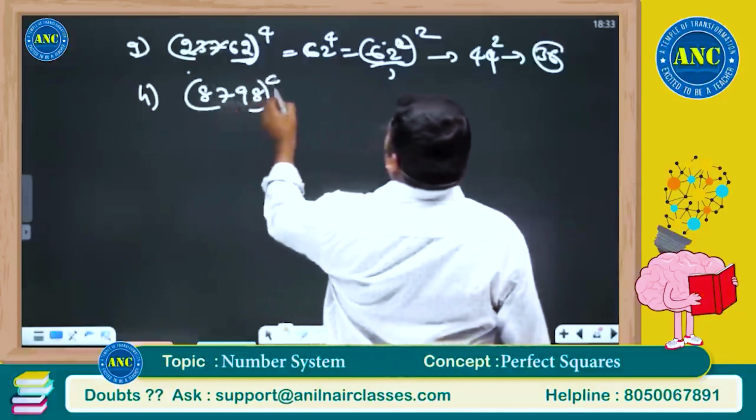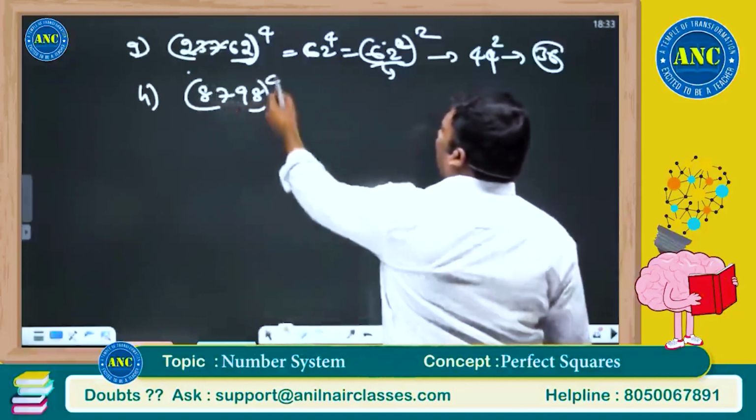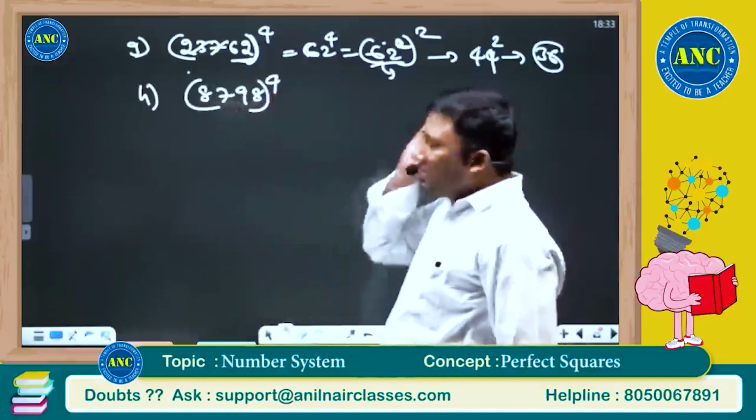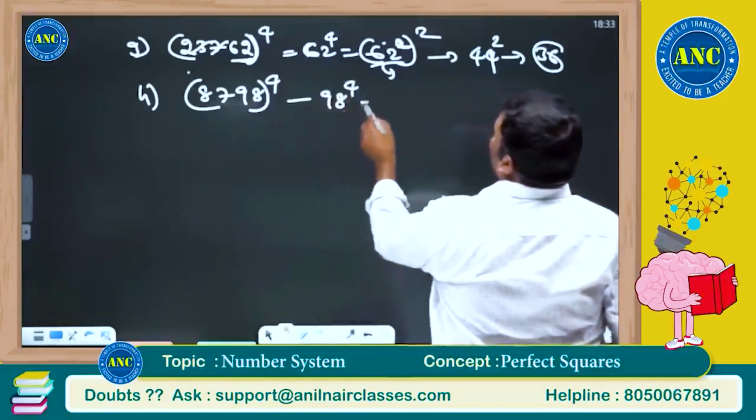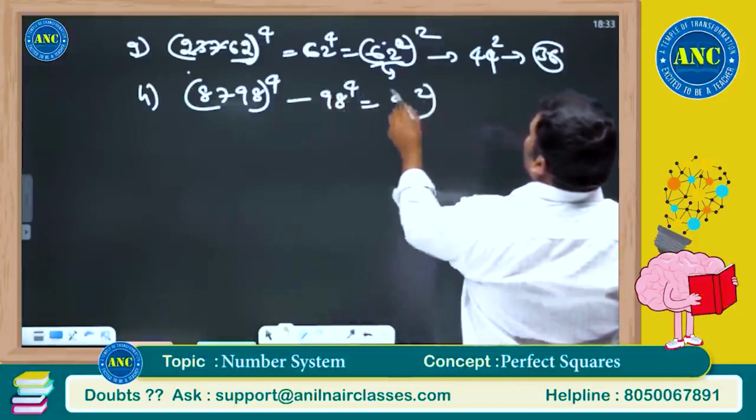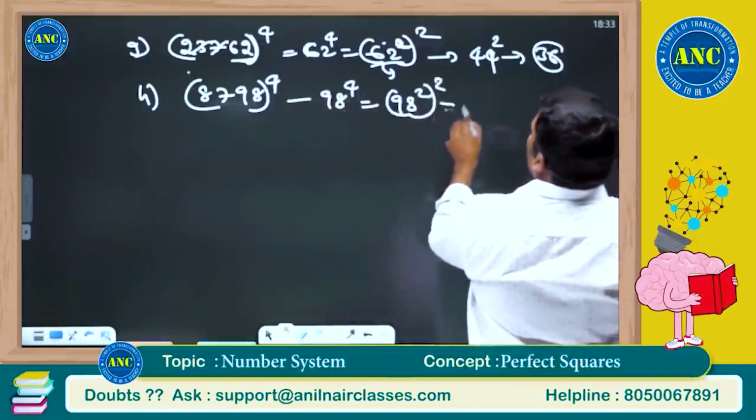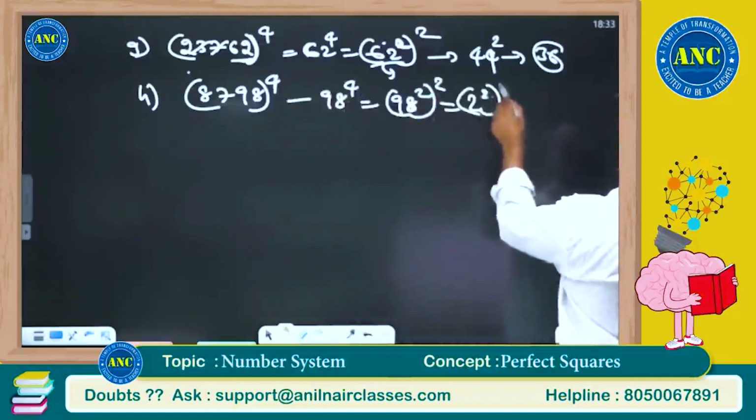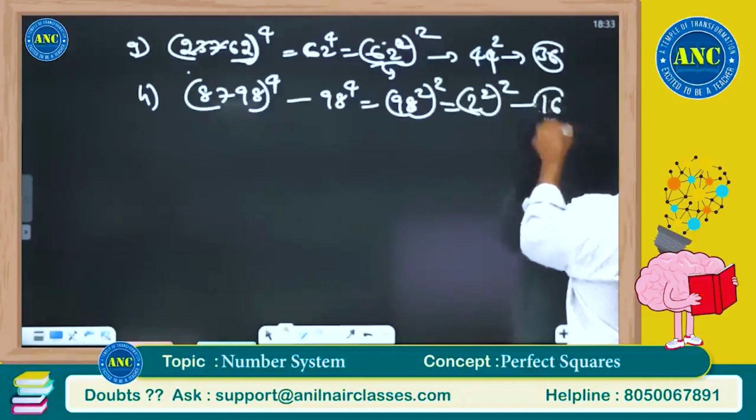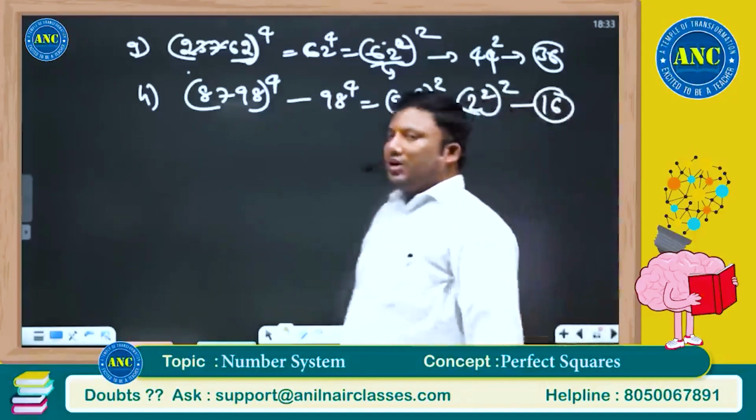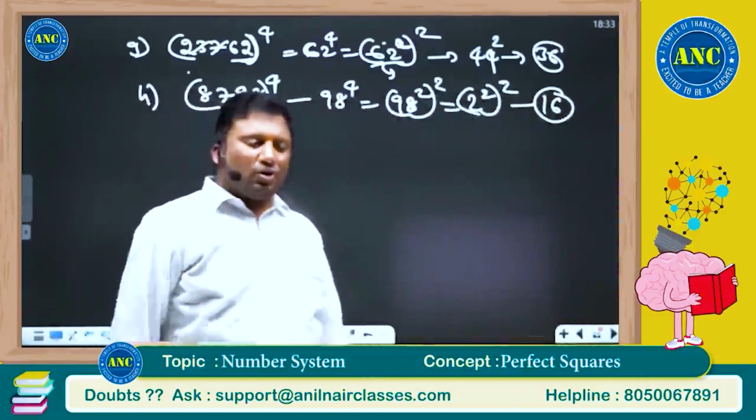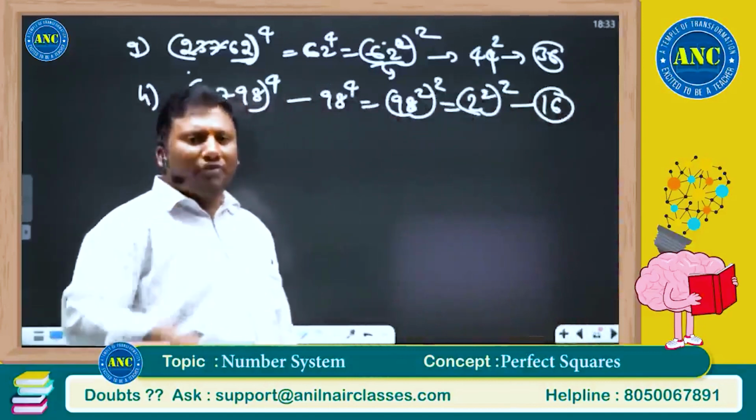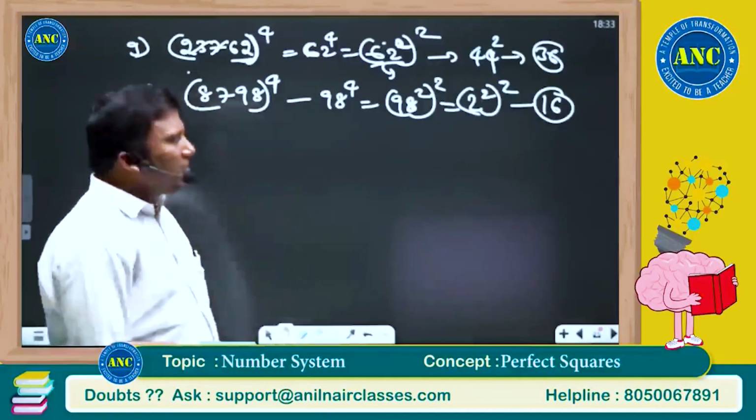Another problem. 8798 power 4. It is nothing but 98 power 4. It is 98 square whole square. 98 square is 2 square whole square. 4 square is 16. This is the basic level question. Basics, I am sure most of you might have solved in the least possible time.